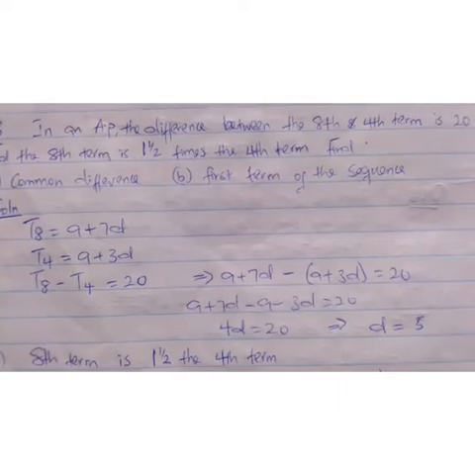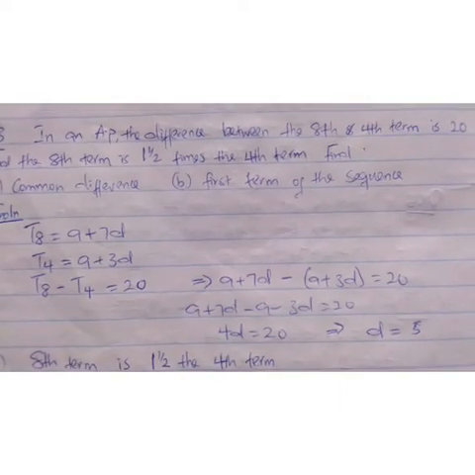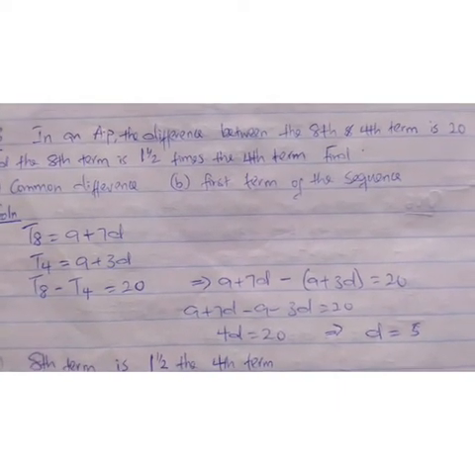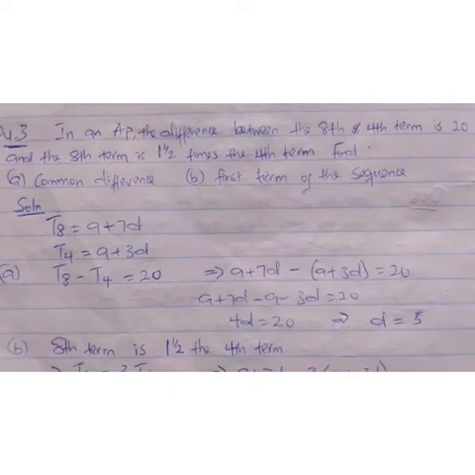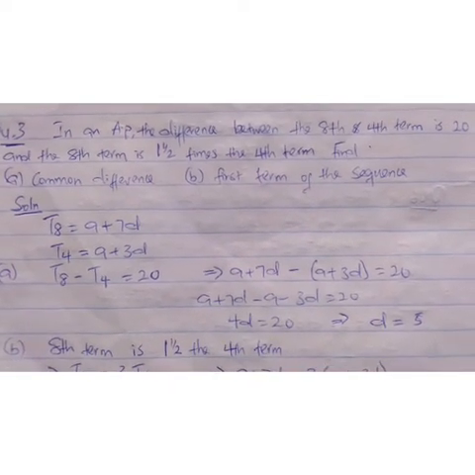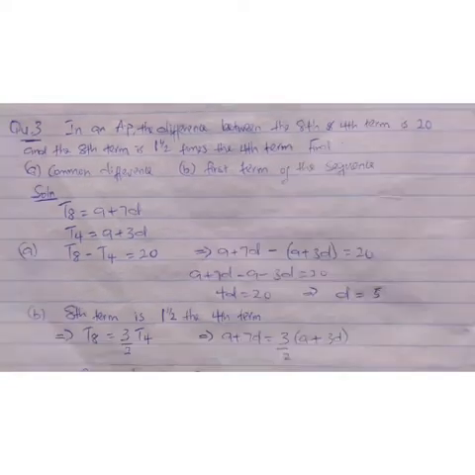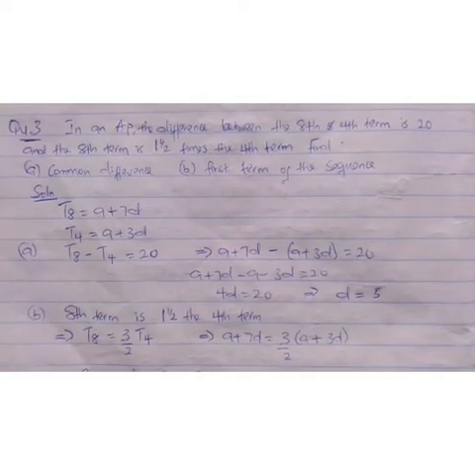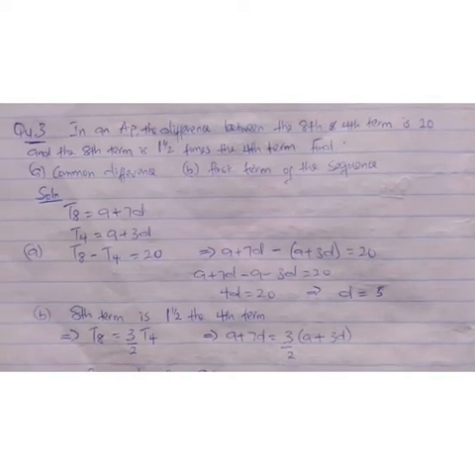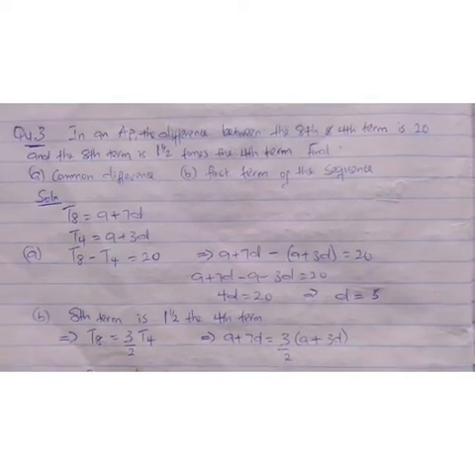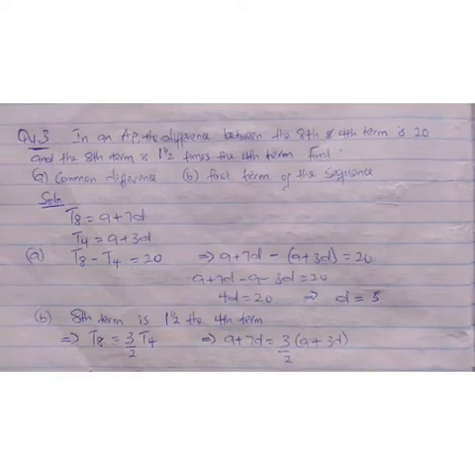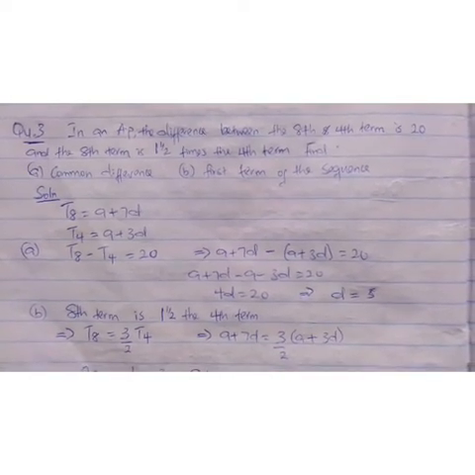Therefore, the 17th term is 83. In an AP, the difference between the 8th and the 4th term is 20, and the 8th term is 1.5 times the 4th term. Find the common difference and the first term of the sequence. T8 = a + 7d, and T4 = a + 3d. Now the difference between the 8th and the 4th term is T8 - T4, which equals 20.